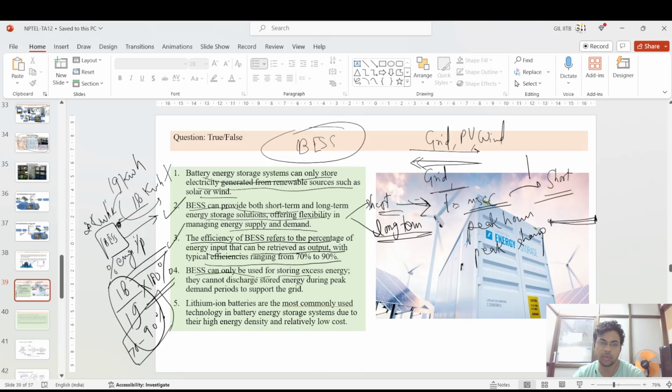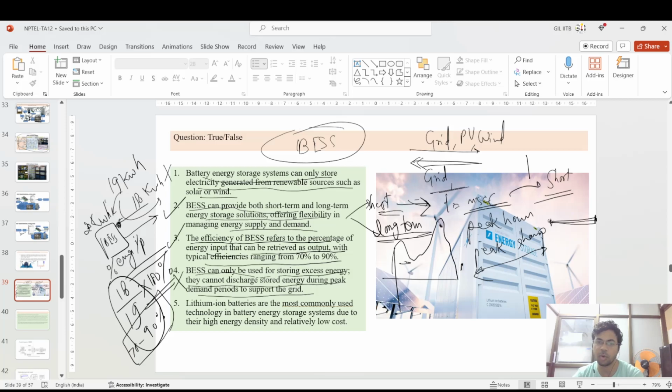So the third statement is actually true. The fourth statement says that PSS can only be used for storing excess energy, and cannot discharge stored energy during the peak demand period to support the grid. That is false, because it is needed for peak saving, reducing the peak consumption during that duration.